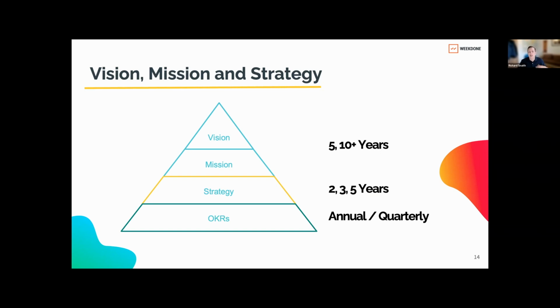Strategy to OKRs: vision, mission, and strategy to OKRs have different timescales. We're going to cover basically how we get from one to the other. First of all, what's strategy?